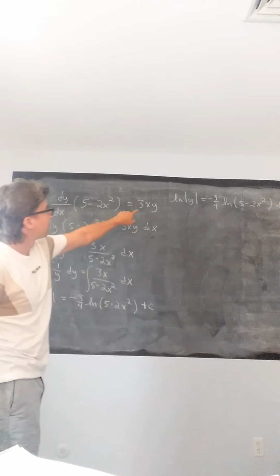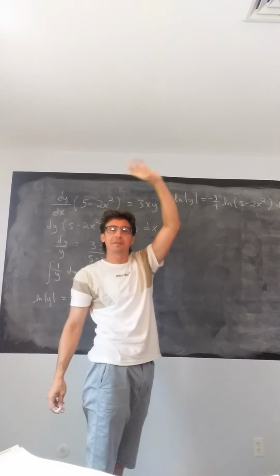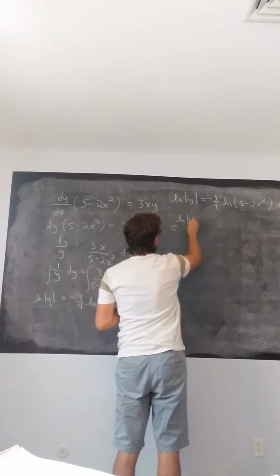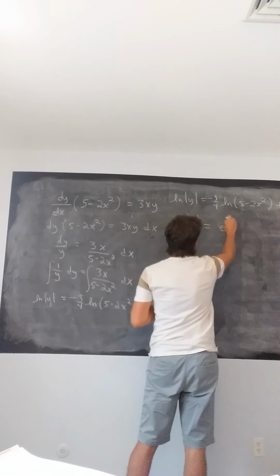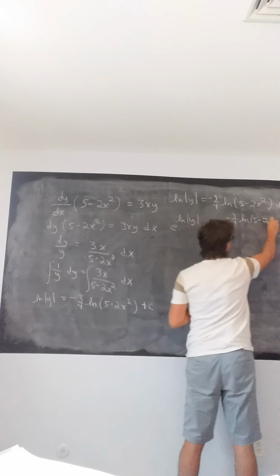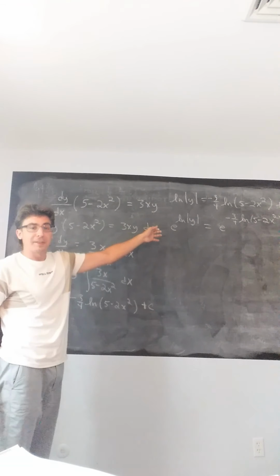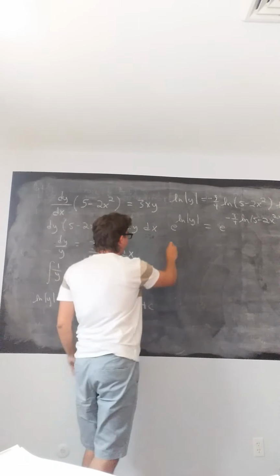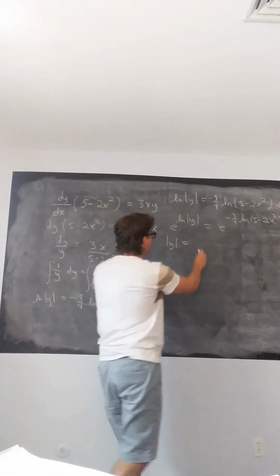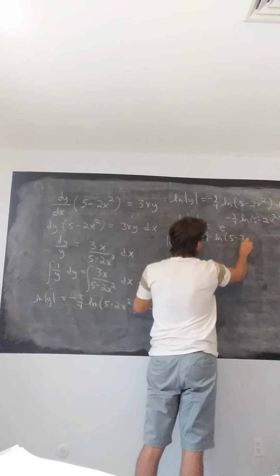What we're going to do is raise both sides by e, because e has that nice property: e to the ln of crap equals crap, right? So this is going to be e to the ln of the absolute value of y equals e to the negative 3/4 times the ln of 5 minus 2x squared plus the constant c. So this is nice because e to the ln of absolute value of y is just absolute value of y. So we got absolute value of y equals e to the negative 3/4 times the ln of 5 minus 2x squared plus c, right?